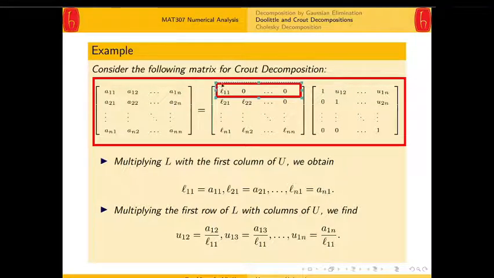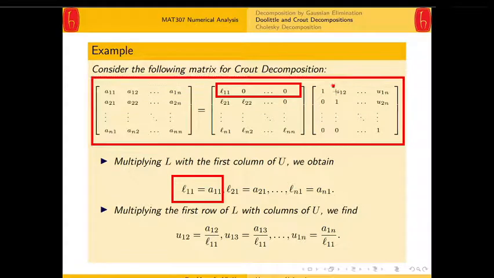Okay, so we know L11 is equal to A11, right? This is something we have found. So we can multiply the first row with, for example, the second column. When we do that, we will have L11, which is also equal to A11, times U12 will be equal to A12. So this will give us U12 is equal to A12 divided by L11.